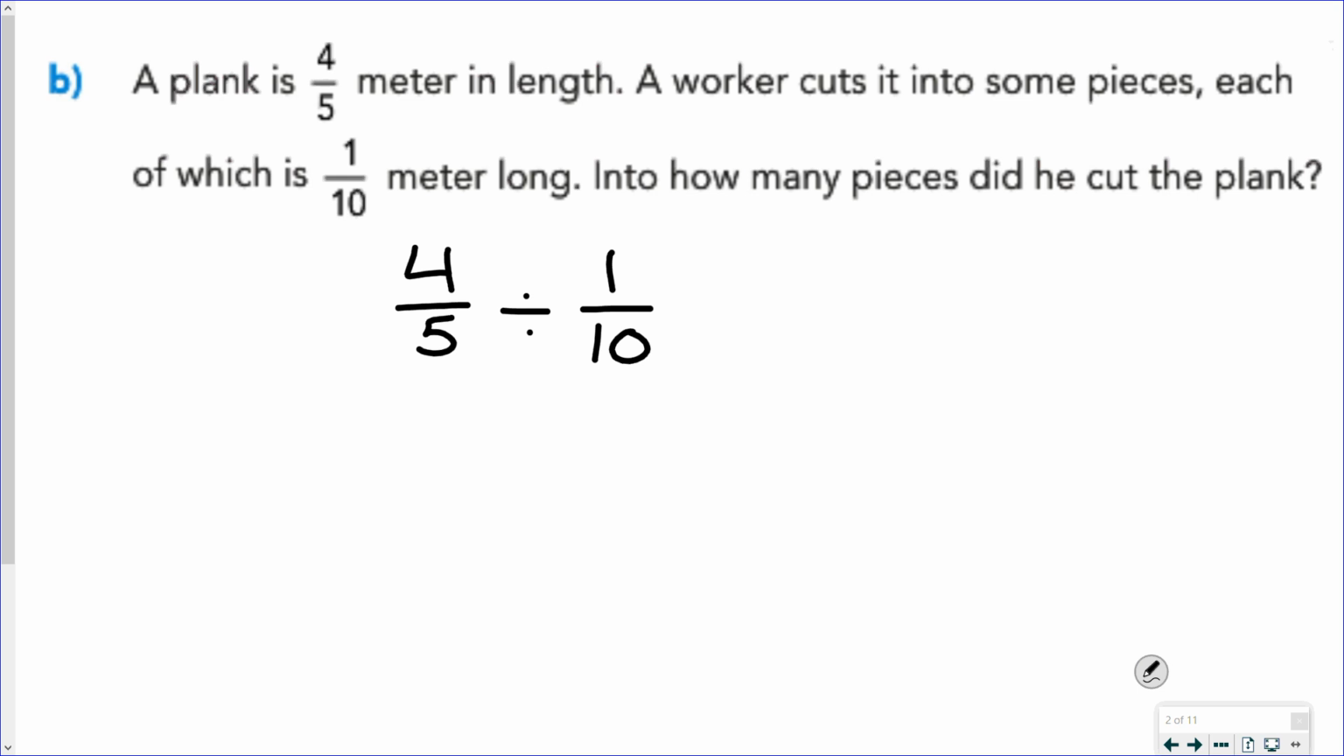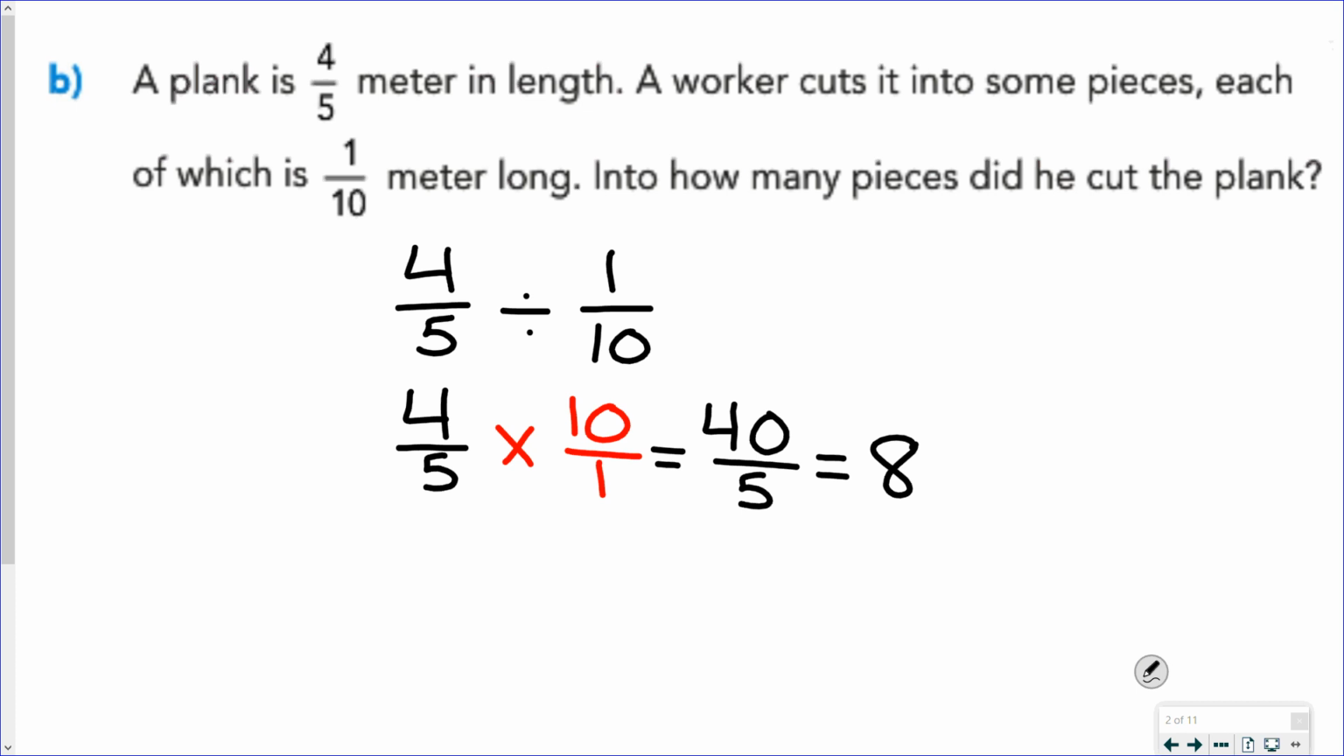So if we follow our rules, 4/5 will stay the same. Division becomes multiplication. And then we use the reciprocal of our second fraction, which would be 10/1. Now we do not have to simplify at this point. We could do our multiplication as it is. So 4 times 10 is 40. 1 times 5 is 5. And we would need to take then 40 divided by 5 to get 8. And once again, our label is pieces.